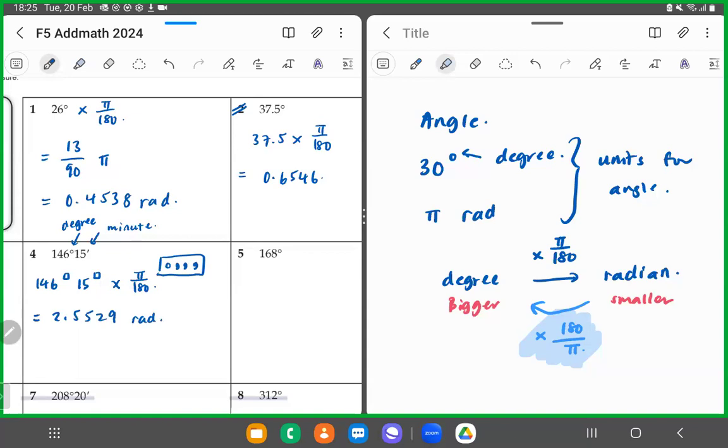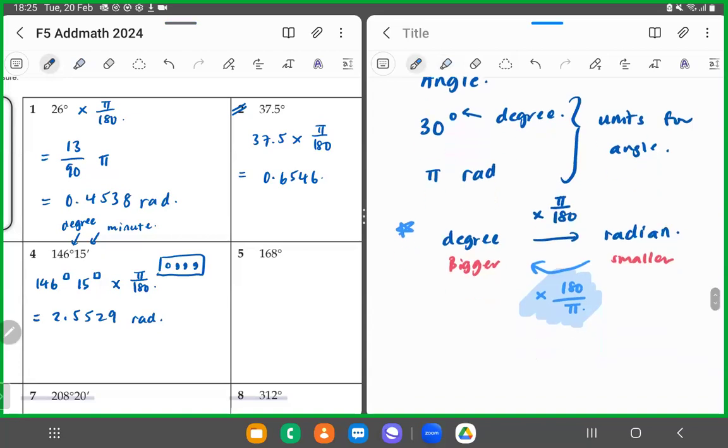Okay, no problem. This one is very important because the formula later on we will use the angle in radian. This one is not given in the formula list, so you will need to memorize it. Degree to radian is pi over 180. Radian to degree is 180 over pi.